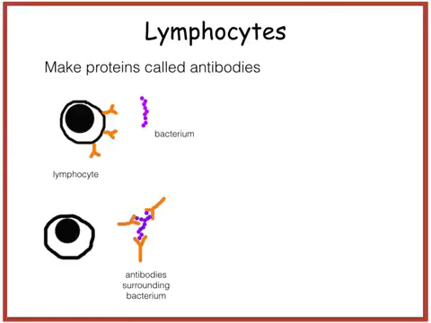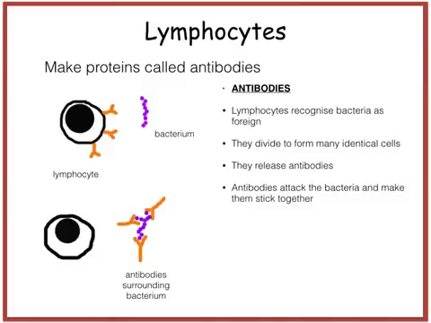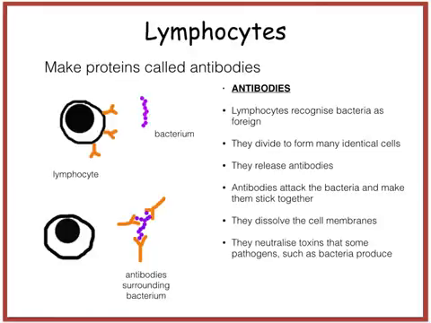The details of what you need to know about lymphocytes are: they recognize the bacteria as foreign, they divide to form many identical cells, they release antibodies, and these antibodies attack the bacteria and make them stick together. The antibodies can also dissolve the membranes of the bacteria, or they can neutralize the toxins that some pathogens, for example bacteria, release. Remember that there's a different type of antibody for each pathogen, so the antibodies are quite specific.